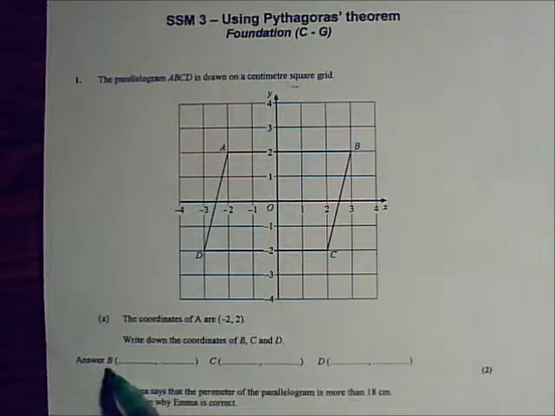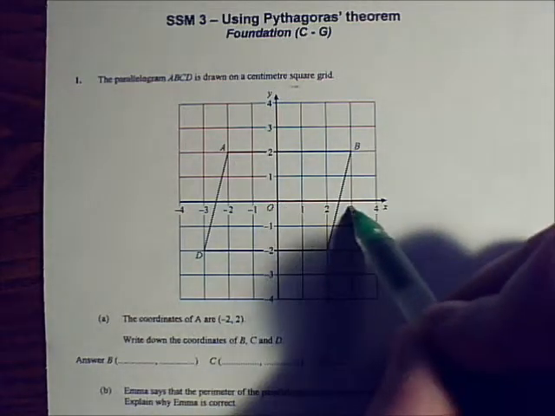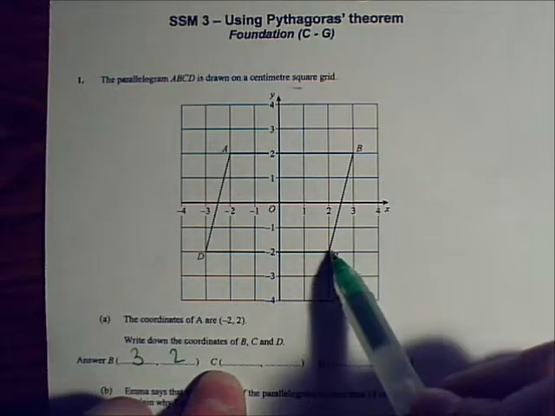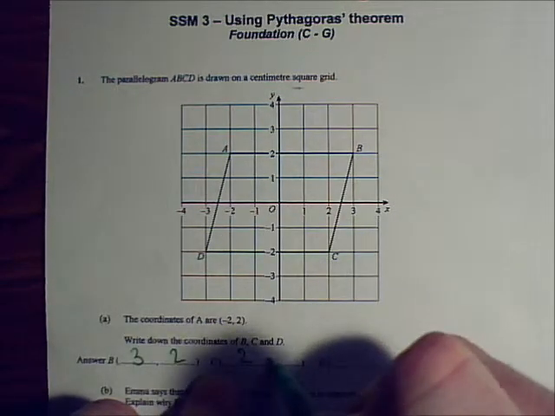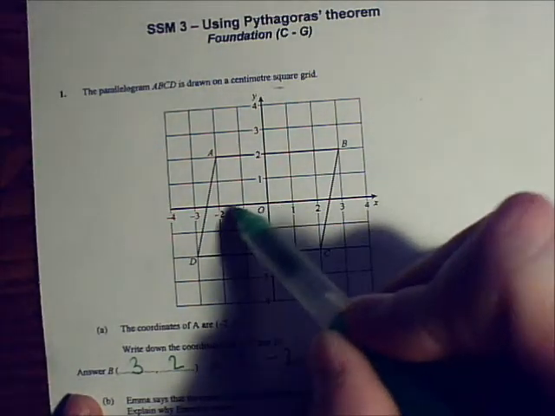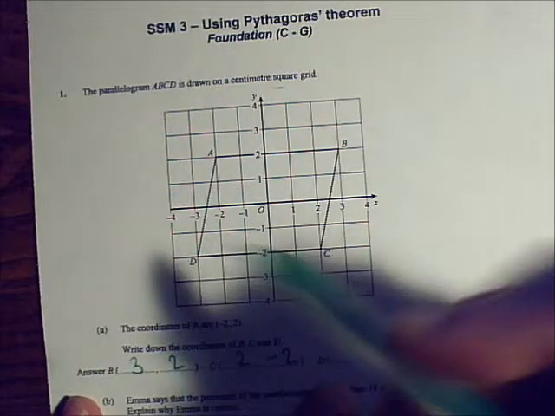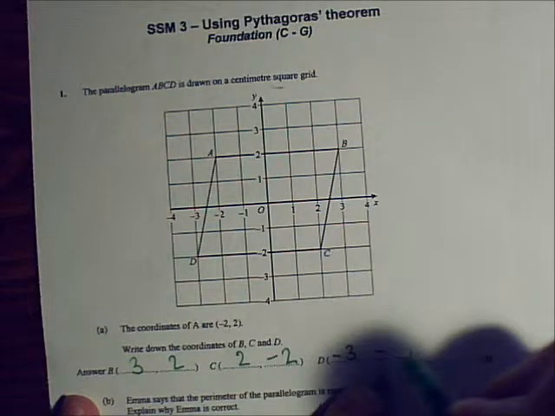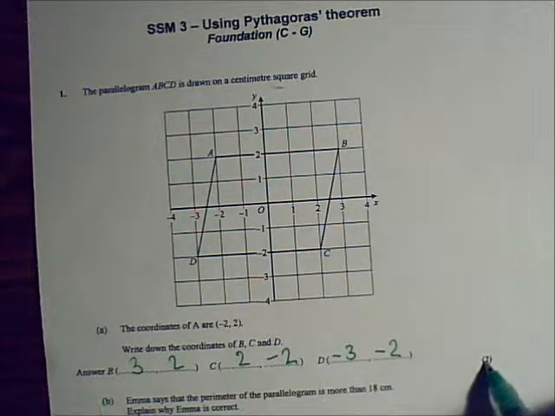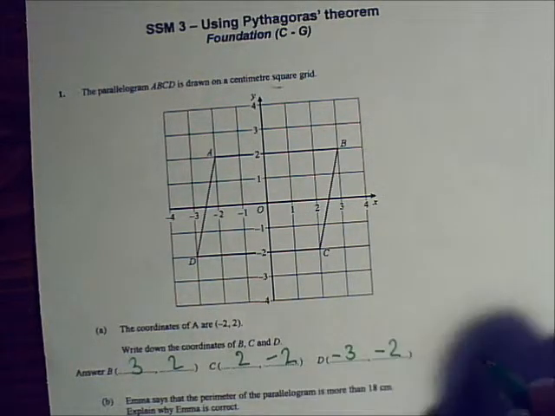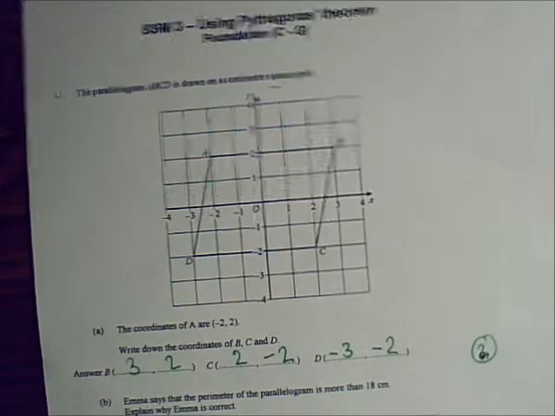So coordinate B is here, that's 3 across and 2 up. 3, 2. Coordinate C is here, that's 2 across and 2 down. 2 and -2 because it's down. And D, back 3, down 2. Back 3 means -3, down 2 means -2. You'll notice there are 2 marks for that. You get 1 mark for 2 correct coordinates and 2 marks for all 3.